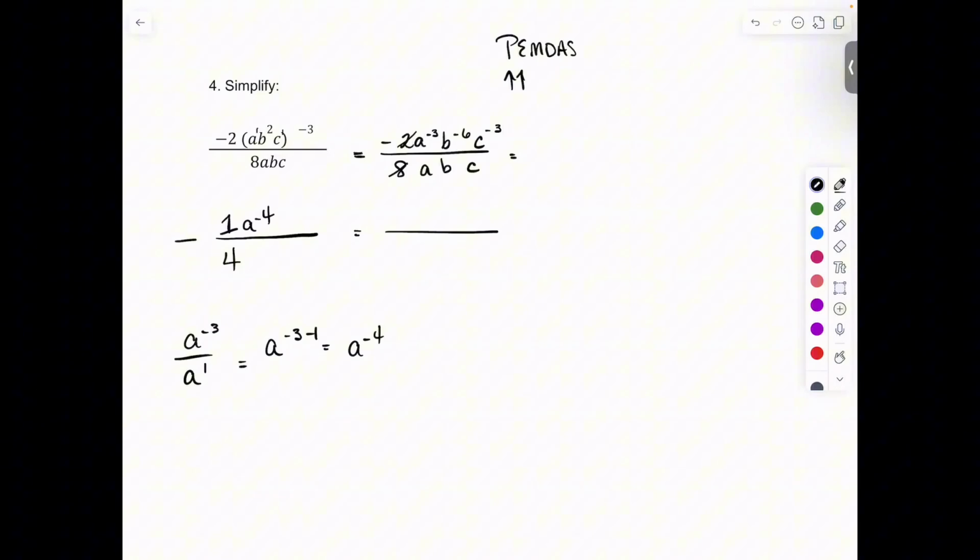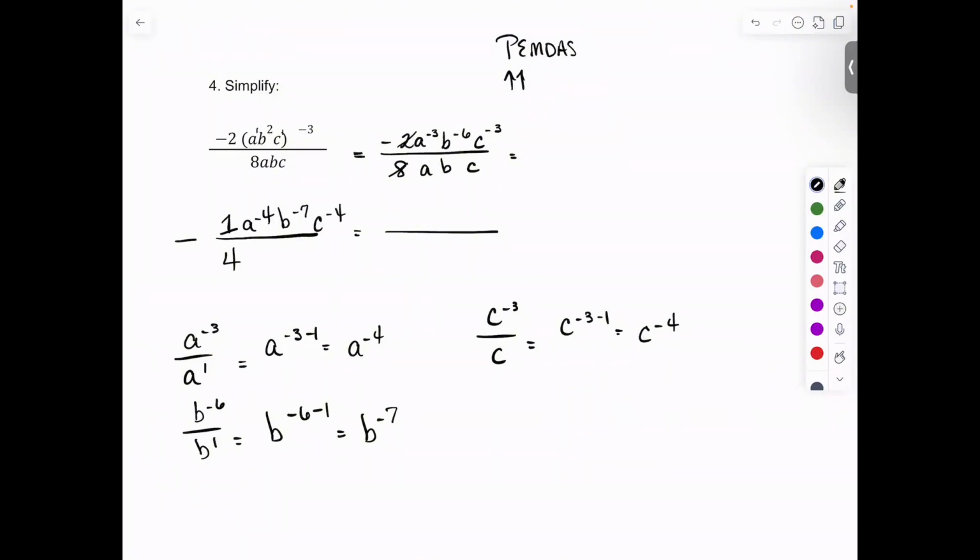And then we'll have B. I'll just treat that separately here. You don't have to actually write these separately. I'm just doing it for clarity. So we have B to the -6 minus 1 equals B to the -7. And then we'll have that one, B to the -7. And then C to the -3 over C equals C to the -3 minus 1. So ultimately we have C to the -4. Okay, 4 is looking pretty lonely down there in the bottom, but we'll fix that here in a moment.